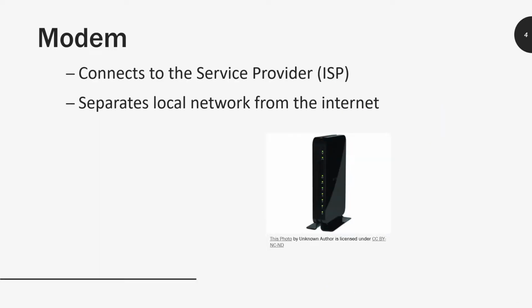Probably the most important piece of the home network is the modem. And probably the most important piece for everything else too, because it is the main connection to the internet service provider. So the modem connects us with the internet service provider. That would be Comcast if you're in Texas, and we also have AT&T.